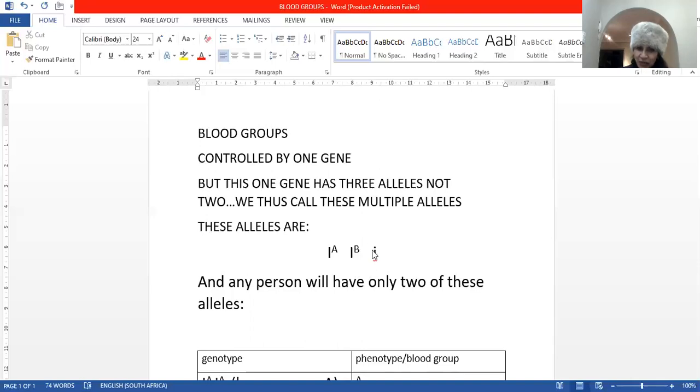This little one is a recessive allele. It is recessive to I^B. It's also recessive to I^A. What on earth does it mean? It means that if a person has I^A i, the person will have blood group A. If the person has I^B i, the person will have blood group B. The only time the person can have blood group O, like me, will be when you have 2 i's, ii, 2 recessive alleles.